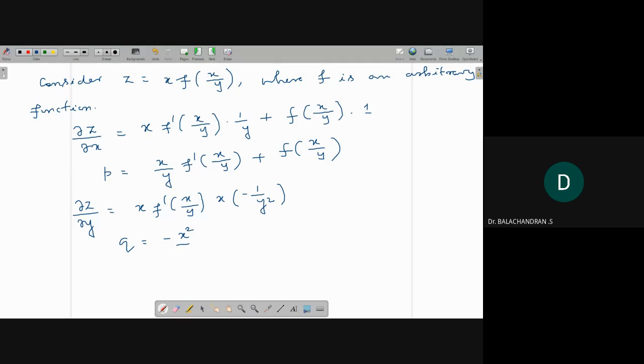Minus x square by y square into f dash of x by y. Okay. Wow. So now I want to eliminate this f. Okay, so P, I'll start from P. P is equal to, originally you have what? x by y. Listen here. P equal to what? x by y, f dash of x by y. So instead of this f dash of x by y, I am going to replace from this. What is f dash of x by y?